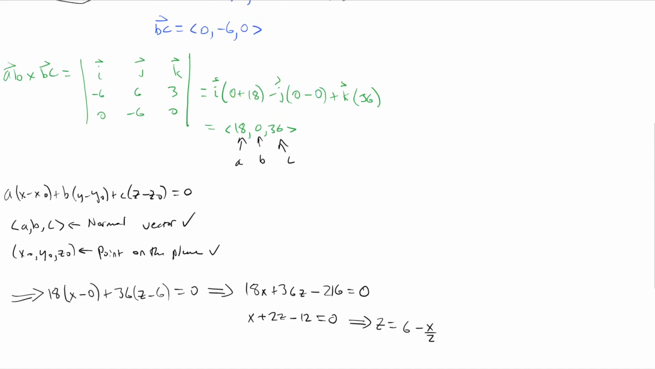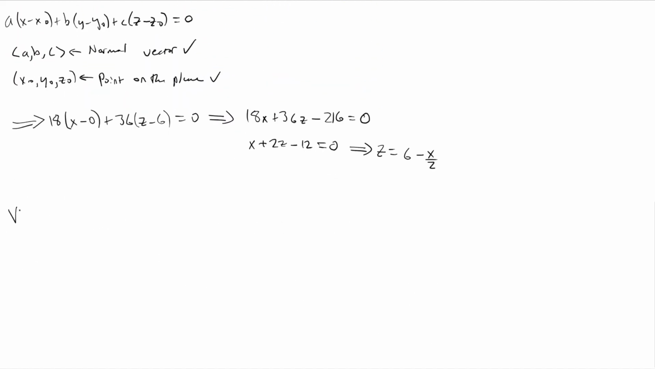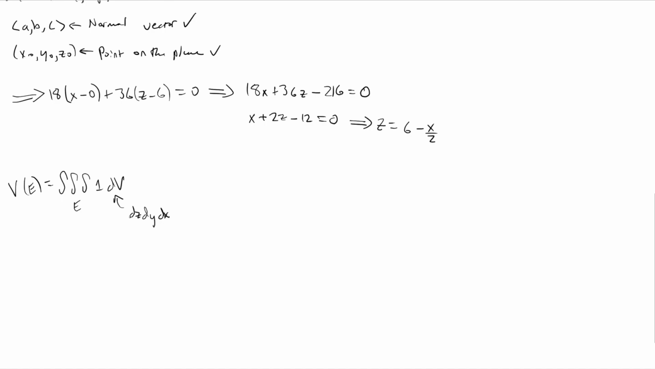Alrighty, now we can go back to finding the volume of E, which equals the triple integral of 1 dV. Now we need to decide on our order of integration. For this one, I am going to make it dz, dy, dx. Now the order of y and x are interchangeable. I'll explain why in a second.